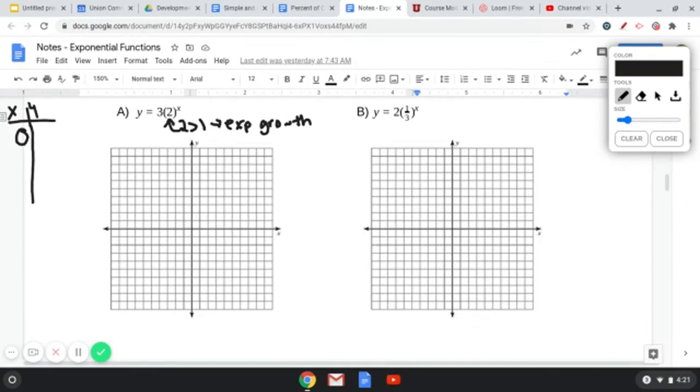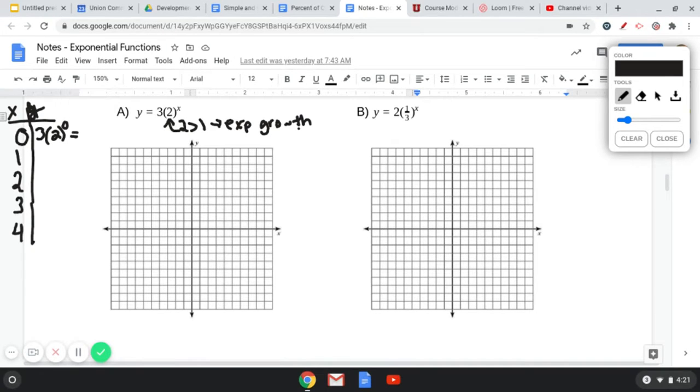X, this is Y. Come on, friend. All right, X, Y: 0, 1, 2, 3, 4. Let's go to 4. So when x is 0, y is 3 times 2 to the 0 power. And this is where our properties of exponents are going to come in handy.